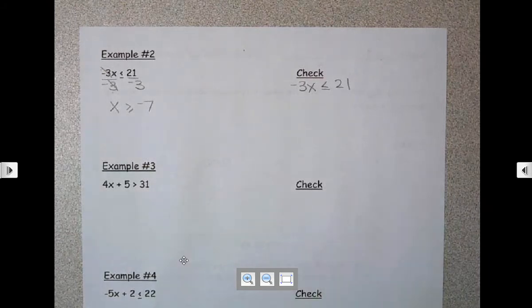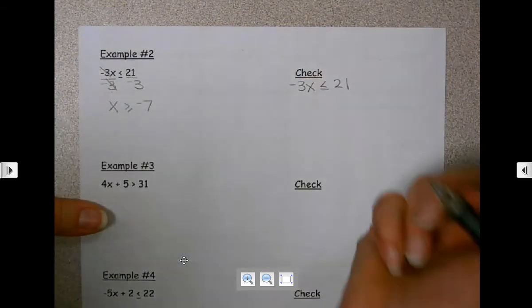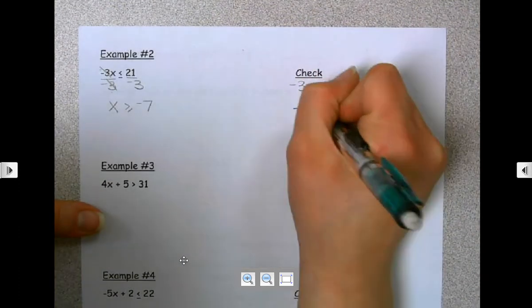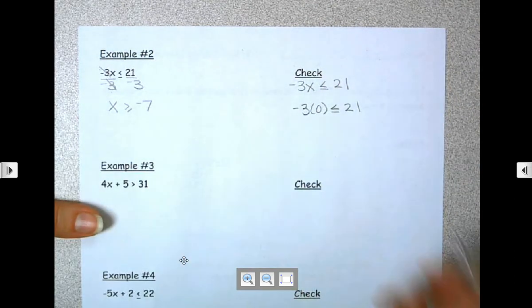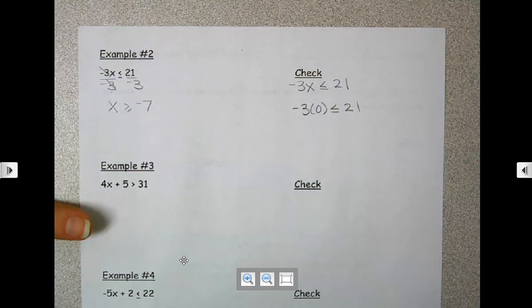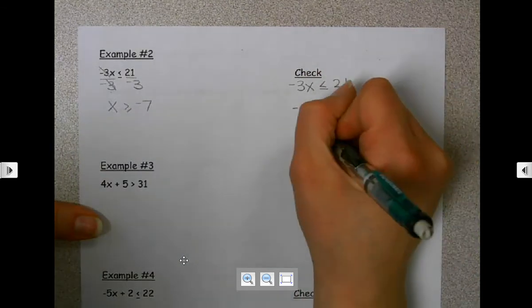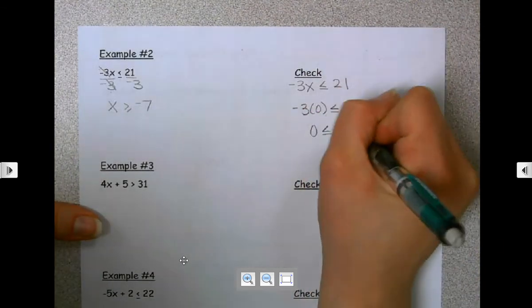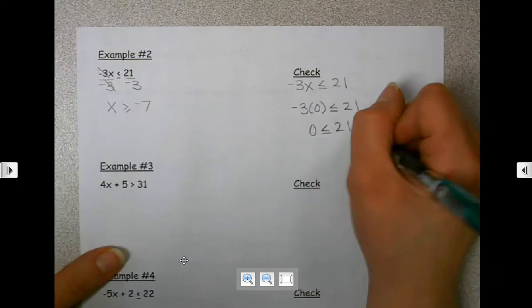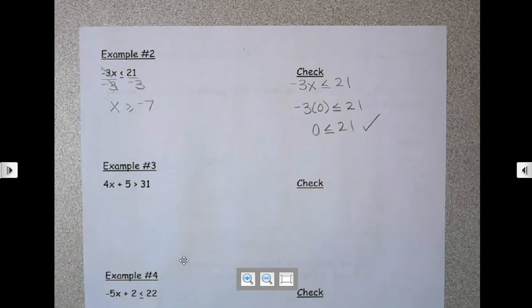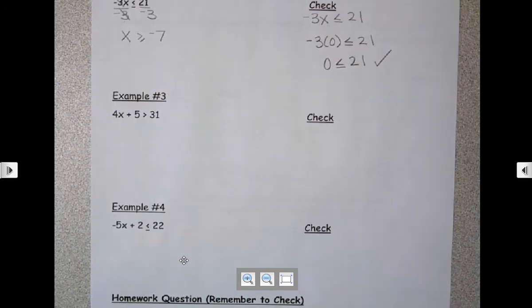And that's part of why we have multiple solutions. I'm going to choose 0, actually. So we're going to multiply negative 3 by 0, and I know by the 0 property that anything times 0 is 0. 0 is less than 21. Well, is 0 less than or equal to 21? Absolutely. And we check. All right, I'd like you to take a look at example number 3.